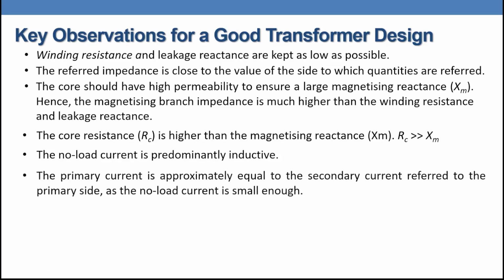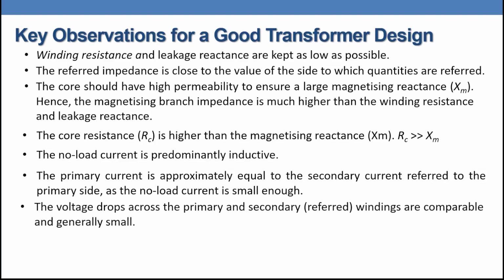Because the no-load current is small enough, its effect on the overall current is often negligible. Consequently, the primary current is approximately equal to the secondary current referred to the primary side, or vice versa. Taken together, these observations show that V1 is close enough to V star, close to V2 dash. This means the voltage drop across the secondary impedance referred to the primary is comparable to the primary impedance voltage drop.